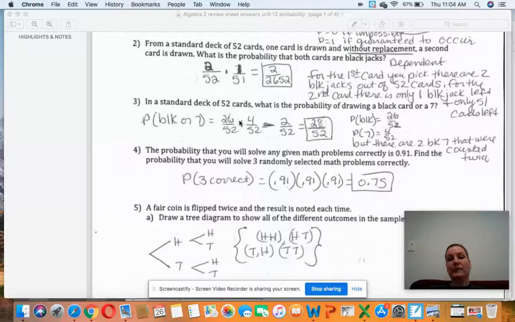I'm really just adding 26 plus 4 is 30. 30 minus 2 is 28 over 52. Because when I'm adding or subtracting, I keep that denominator. So I don't even have to use my calculator at all for this problem.